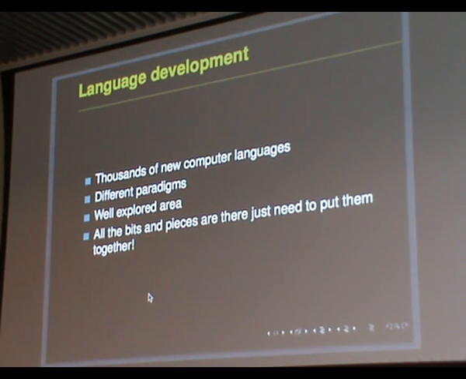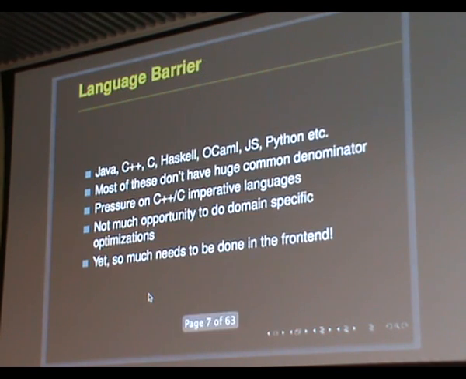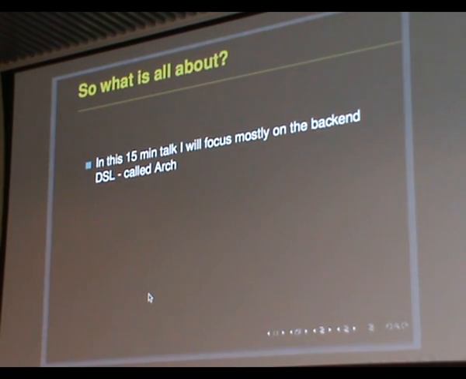So we know a lot about computer languages. There's lots of research going on, but there is a language barrier because they are different. It means that most of them don't have a common denominator, and there's not much opportunity to do domain-specific optimizations in the compiler framework. And so much needs to be done anyway in the front end.